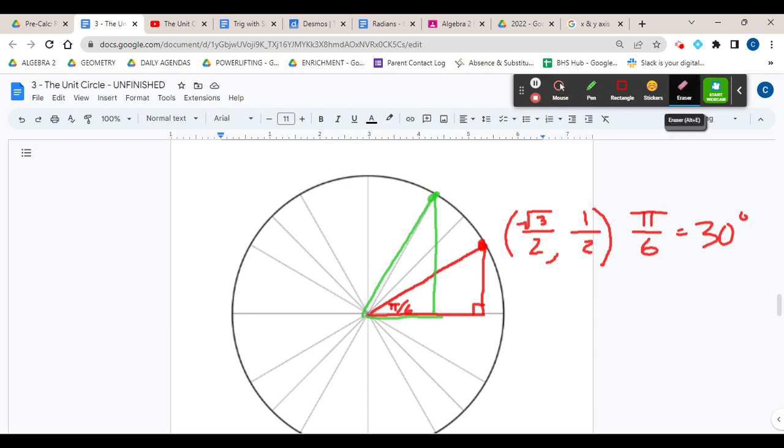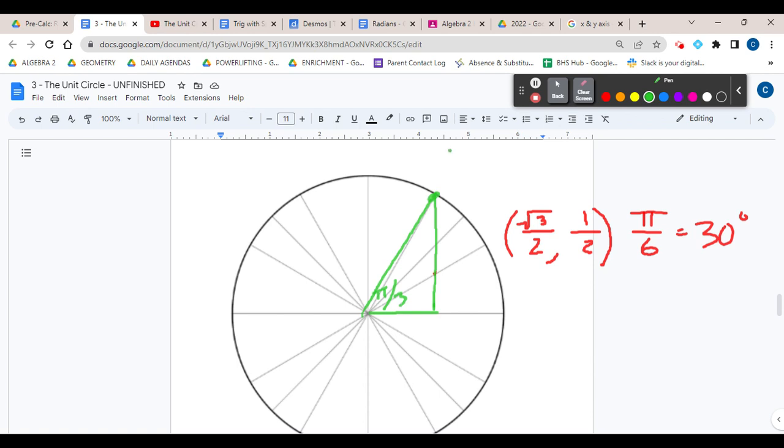And I'm going to erase this red triangle right here. I'm going to keep all this stuff on the outside there. I'm going to erase the red triangle. Okay, so here we're at a 60-degree angle, which is pi over 3 radians.